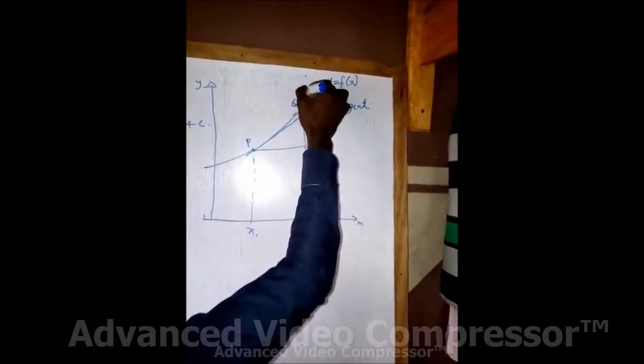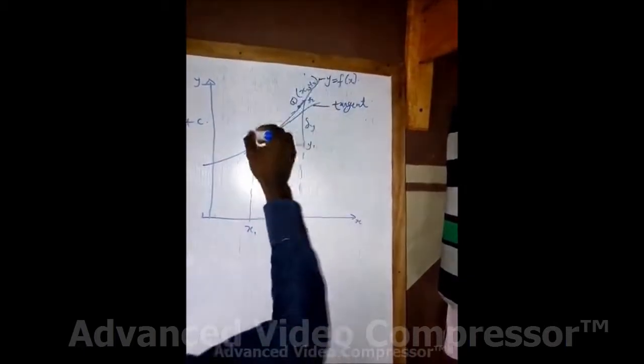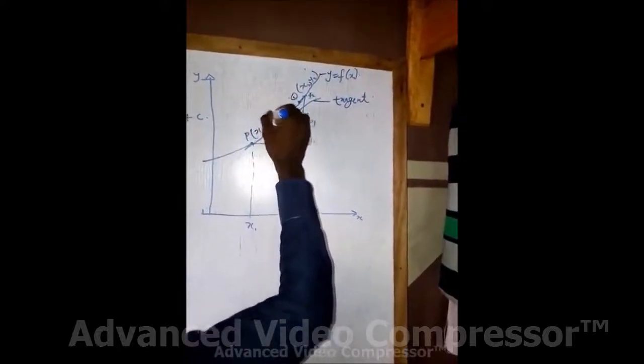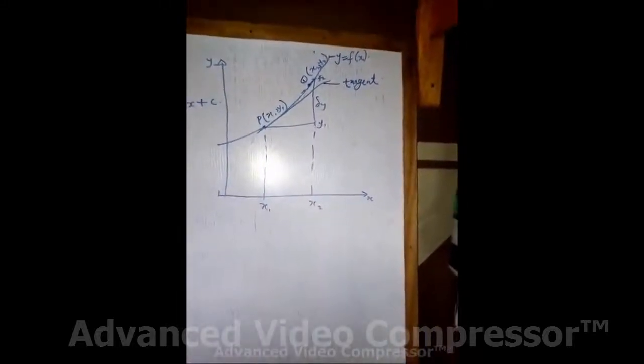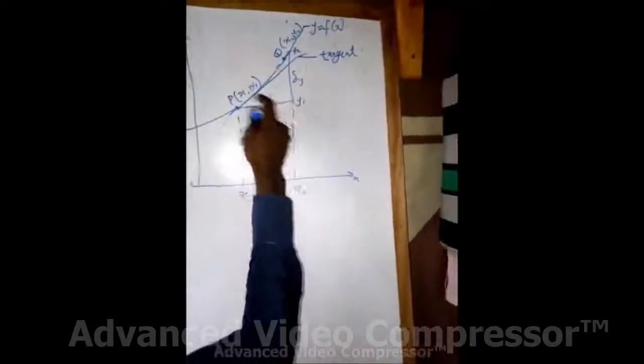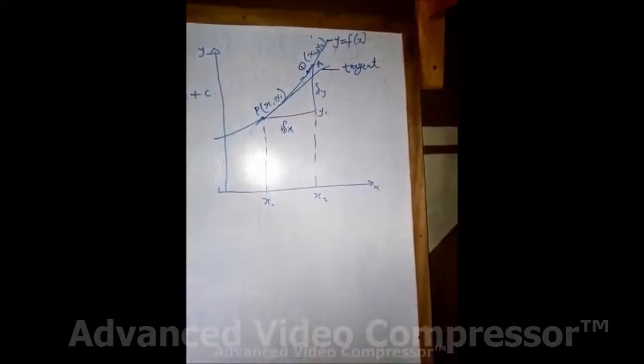Each of these points can represent x1, y1, x2, y2. Each of these points has its representation there. And in this point, we have change in x here. Then in this point, we have change in x here. Then we have change in y here.